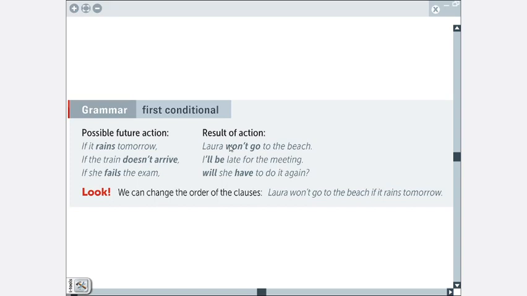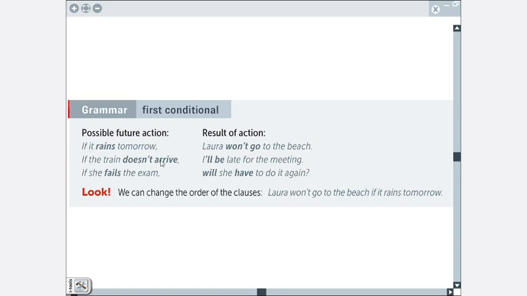So when we say, if it rains tomorrow, that is something that we expect is going to happen, right? It's a condition. So what is going to happen, the result, is that Laura won't go to the beach. This is a consequence of it happening. But this is only possible when we say if, we say it as a condition. If it happens, the other thing will happen.